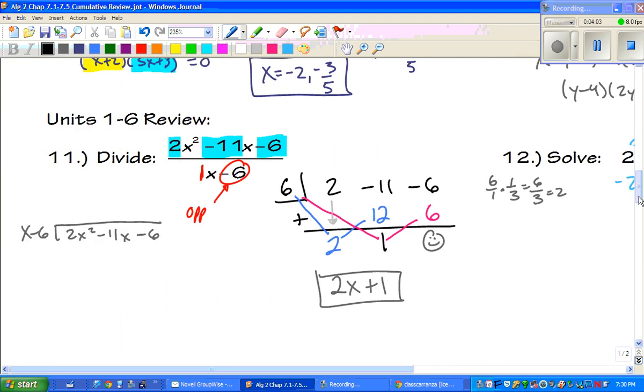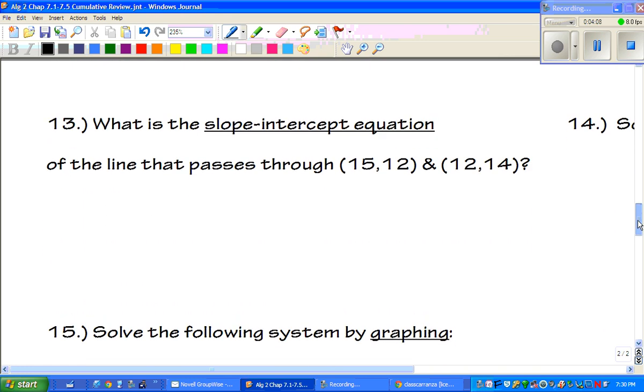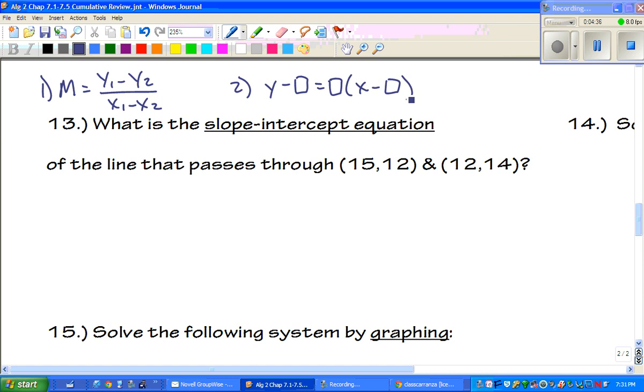All right, now let's flip it over. Oh, other side. So number 13 says, what is the slope-intercept equation of the line that passes through (15, 12) and (12, 14)? So the two things that we have to do first is, one, we're going to need to do the slope, and that's y1 minus y2 over x1 minus x2. The second equation that we're going to need to do is y minus your y equals the slope times x minus your x. So those are the two equations we're doing.